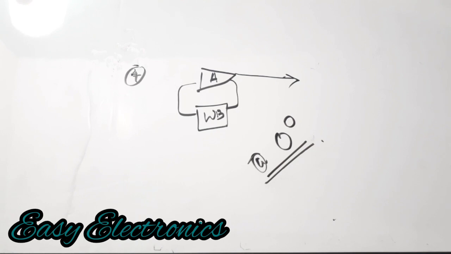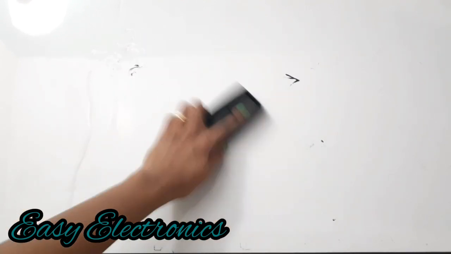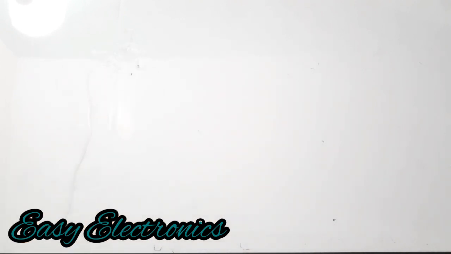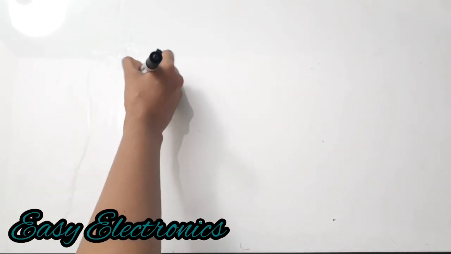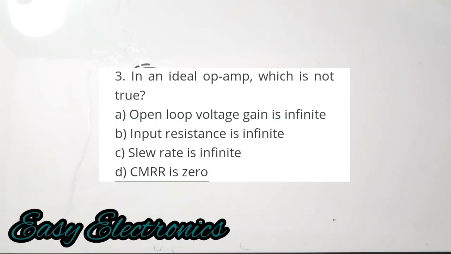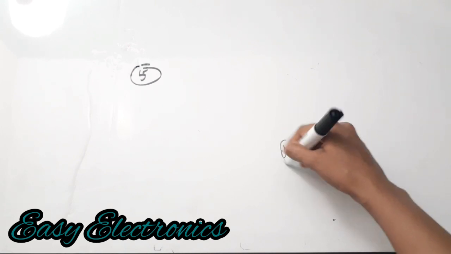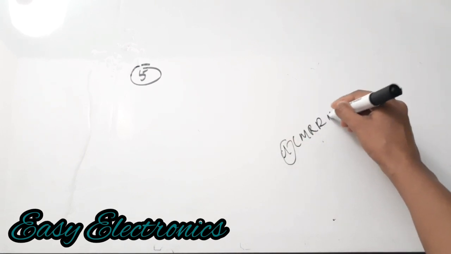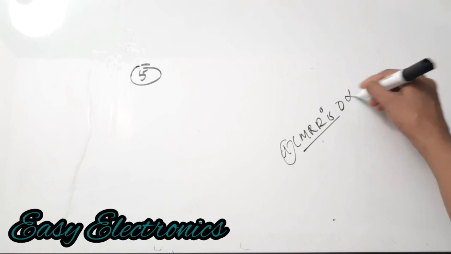Moving on to the fifth question. The fifth question is from op-amps. A lot of questions can come from the characteristics of op-amps. Fifth question. In an ideal op-amp, which is not true? Option A, open loop voltage gain is infinity. B, input resistance is infinity. C, slew rate is infinity. D, CMRR is 0. Correct answer is option D, CMRR is 0. This is not a correct option.